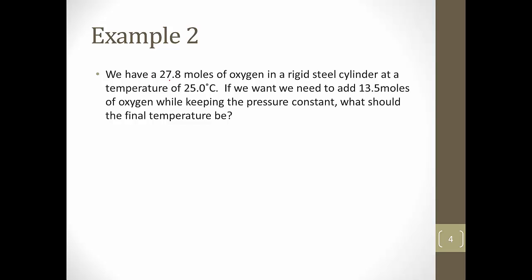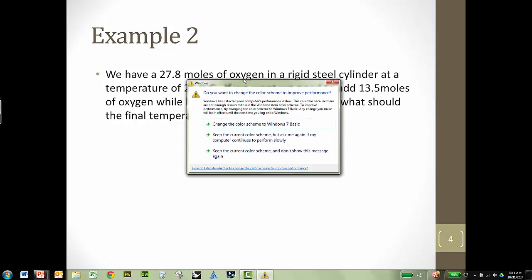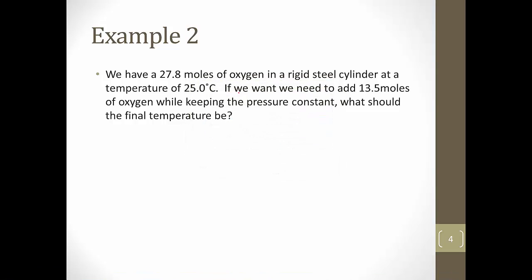So as we look at this problem, we have 27.8 moles of oxygen in a rigid steel container at a temperature of 25 degrees Celsius. And we want to add 13.5 moles of oxygen while keeping the pressure constant. So let's label some stuff here.